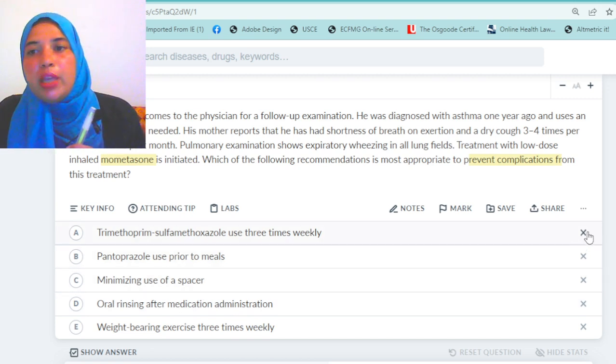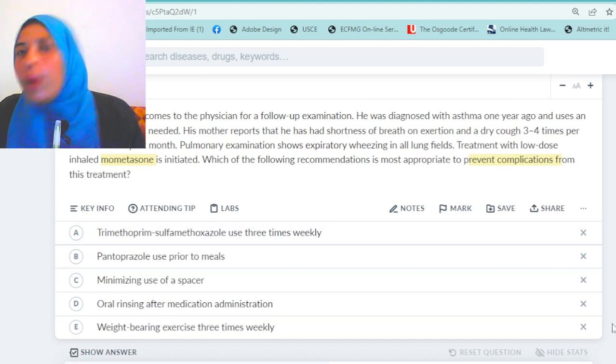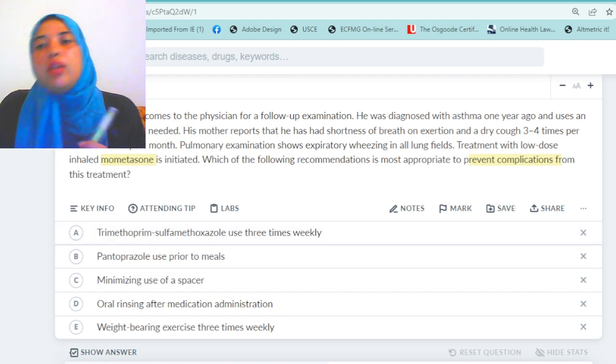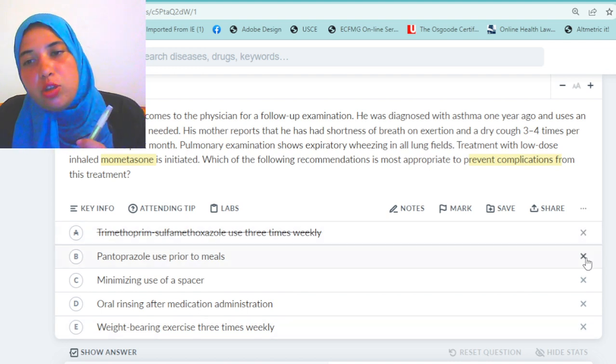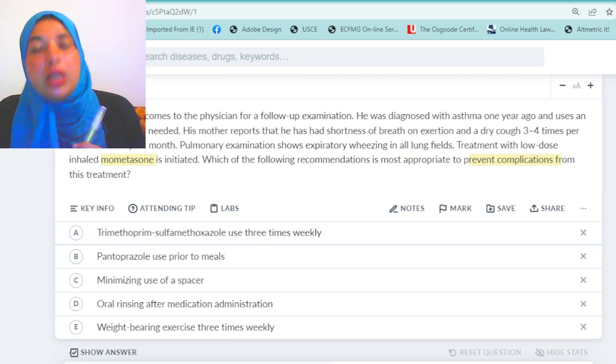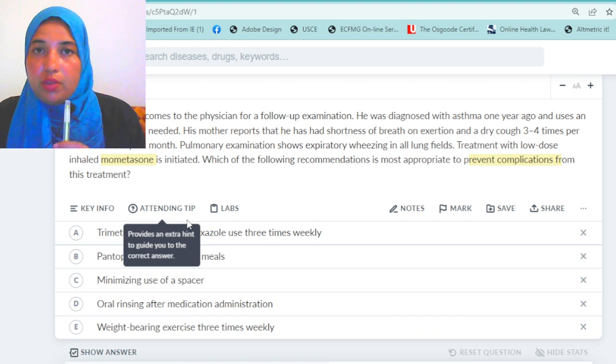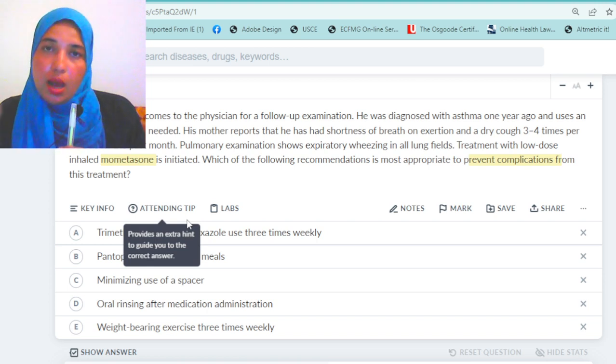So in this qbank, you can also exclude. Say you're stuck and you don't know what the answer is, but you are aware of what is not the answer. You can definitely exclude, just like in any other qbank. You just click the X over here to exclude that particular answer. If you're stuck, you can also select attending tip, and it will give you a clue that helps you figure out the correct answer.